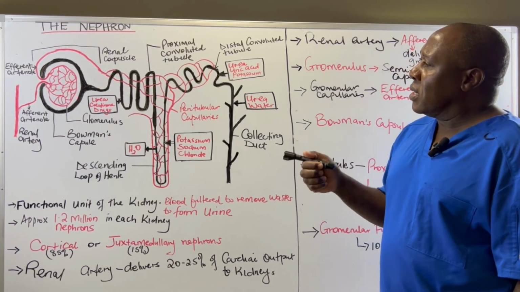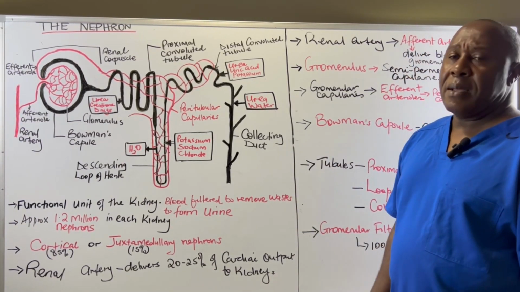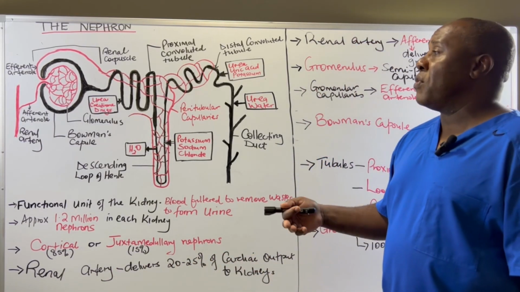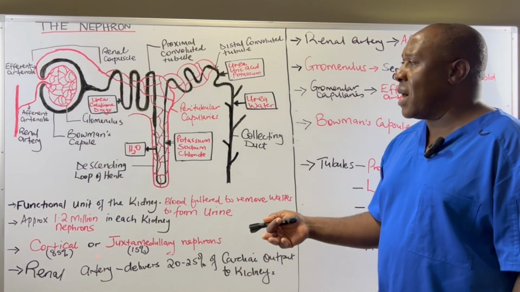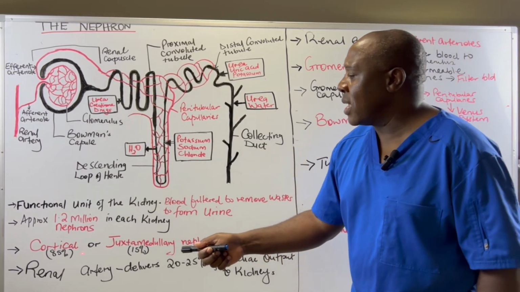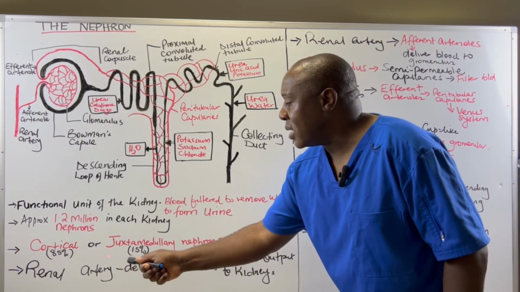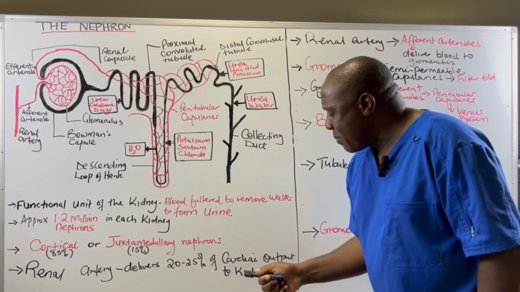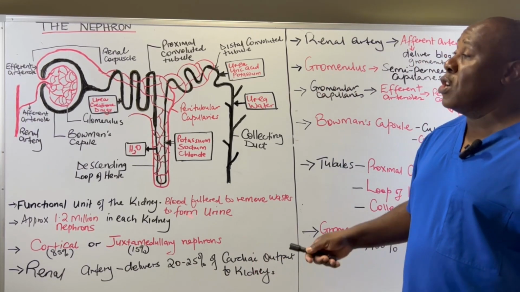Now, kidneys are supplied with blood by the renal artery. Remember, the renal artery is a branch of the aorta. When the heart pumps blood and it goes into the aorta, one of the branches of the aorta is the renal artery. And this one, the renal artery, delivers approximately 20 to 25% of the cardiac output to the kidney.